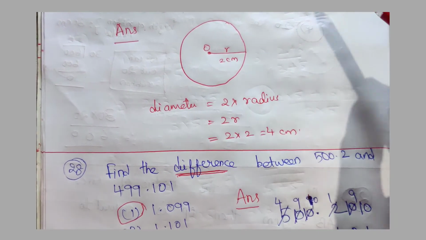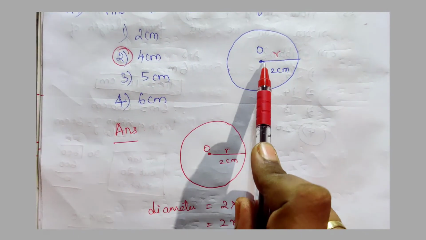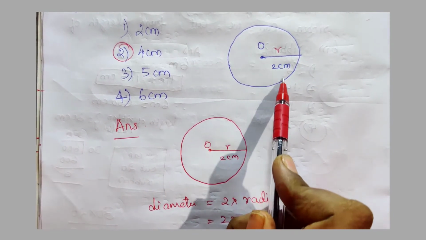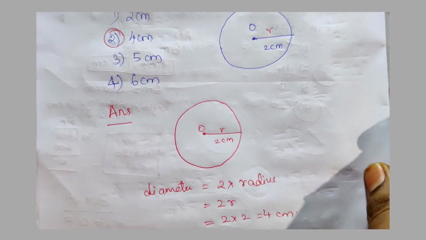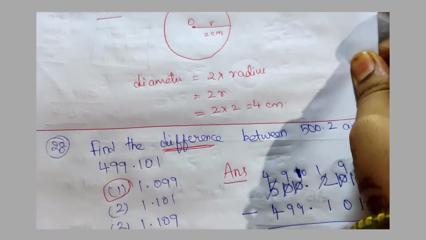2 into r. How much radius have they given? Radius they have not given directly. It is given in a diagram. You should understand this is the radius. Half of the diameter is radius. So 2 into 2 is equal to how much? 4 centimeters. So your answer is 4 centimeter.